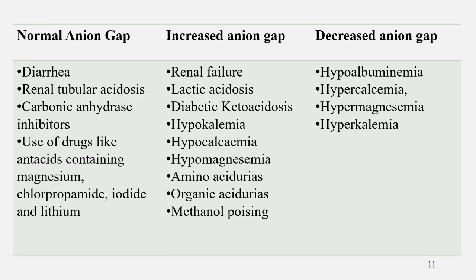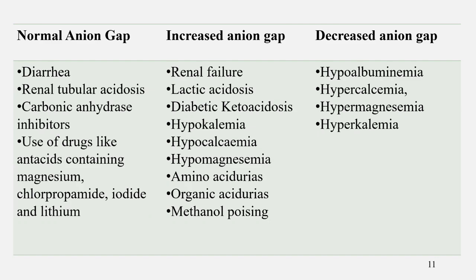Next, what are the causes for anion gap changes? Normal anion gap, increased anion gap, and decreased anion gap. Normal anion gap is seen in diarrhea, renal tubular acidosis, carbonic anhydrase inhibitors, and use of drugs like antacids containing magnesium, chlorpropamide, iodide, and lithium. These are the normal anion gap causes.